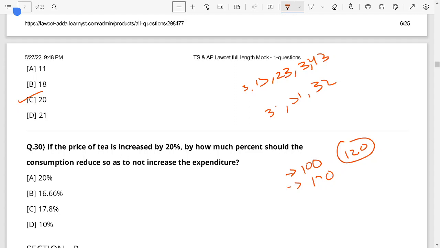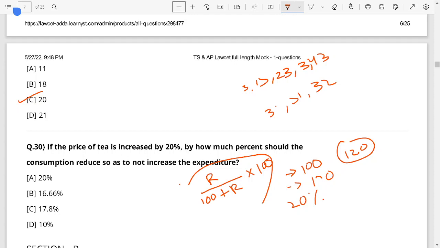The formula will be R by (100 plus R) into 100. This is the formula you can remember for such kinds of questions. Now here R means rate of change. How much was the change here? That is, 20% was the change in the price. The 20% increase, that is R, the rate of change.